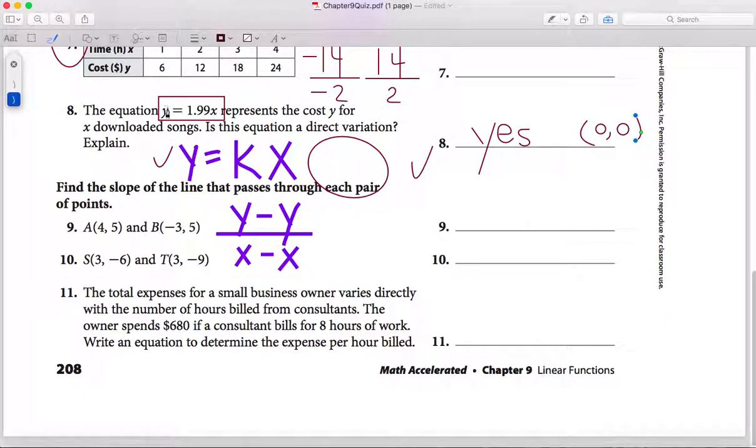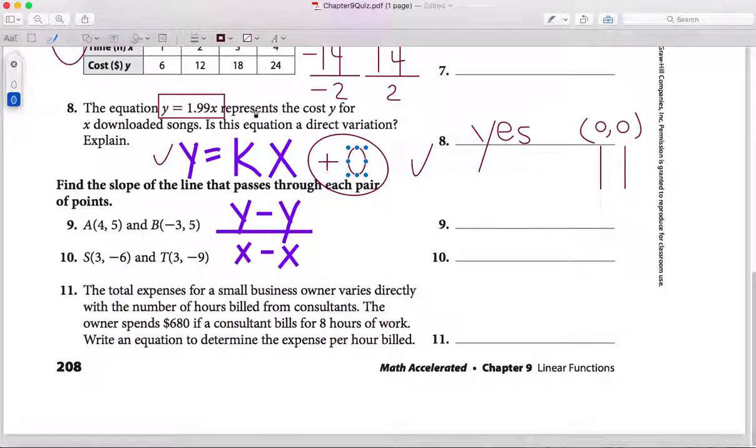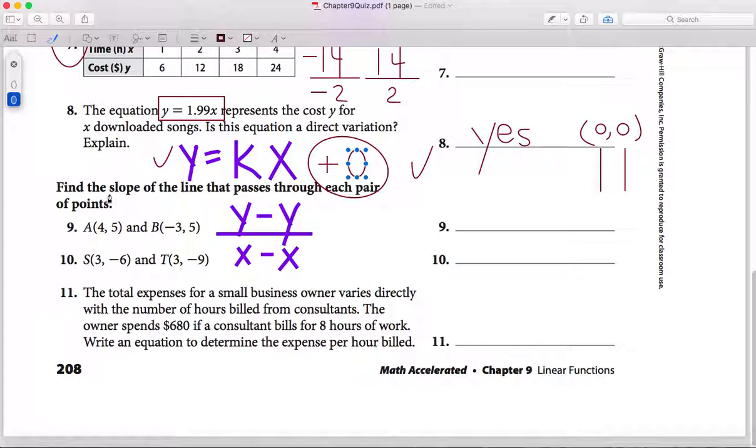And if you put numbers with this situation, if you download 0 songs, it's going to cost you $0. So that's a must. It has to pass through 0, 0, and then it has to be in this format, y equals kx, which right here, technically, we could put plus 0 without changing it. It's going to pass through the origin. So either one of those explanations is acceptable. Yes, because it follows the format of the direct variation equation, y equals kx, or yes, because it passes through the origin. All right, for numbers 9 and 10, it says to find the slope.